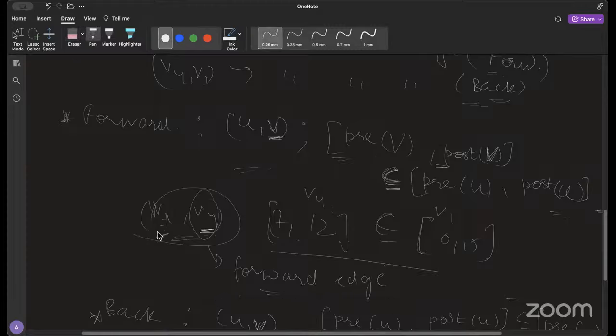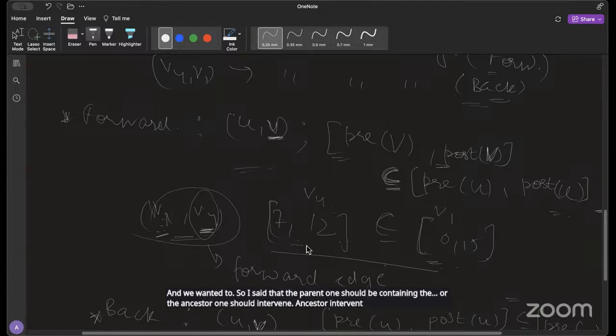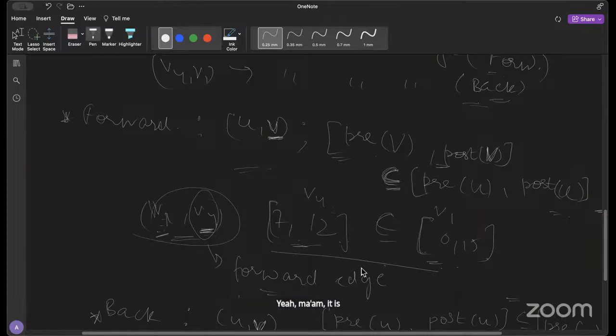V1 comes first and V1 is here. So I said, ma'am, that the parent, or the ancestor, interval should be containing this interval. Is it not containing this interval? Yeah, ma'am, it is containing. Okay, ma'am. What's the problem? I said this interval should be the bigger one. That's it. Okay.